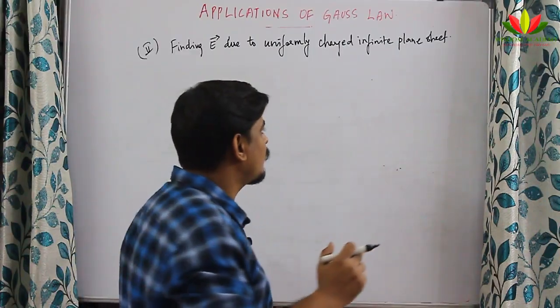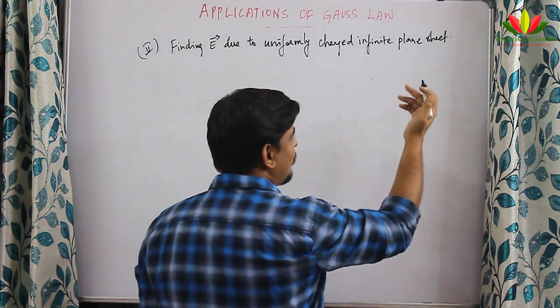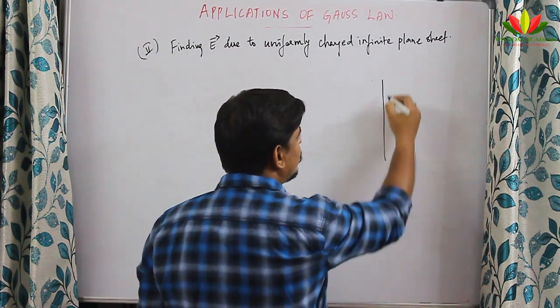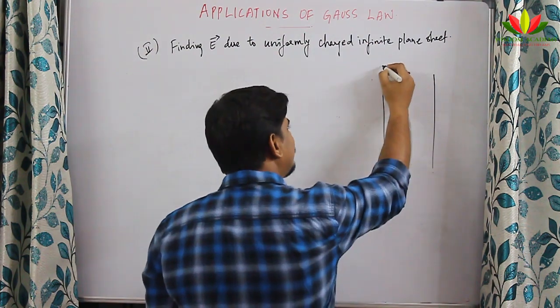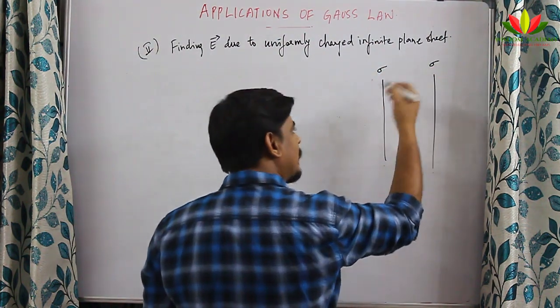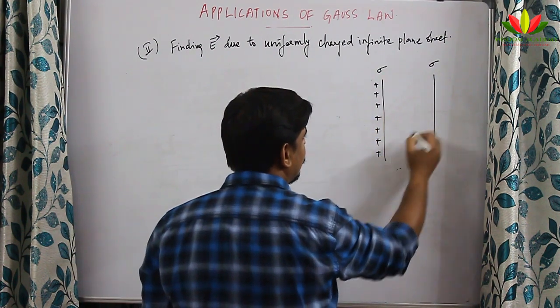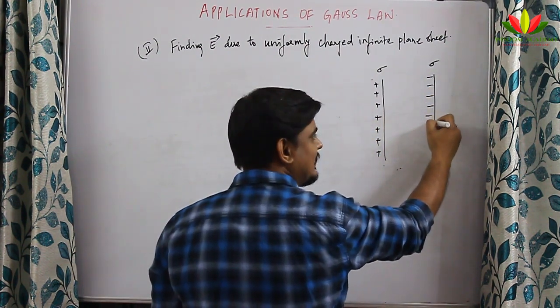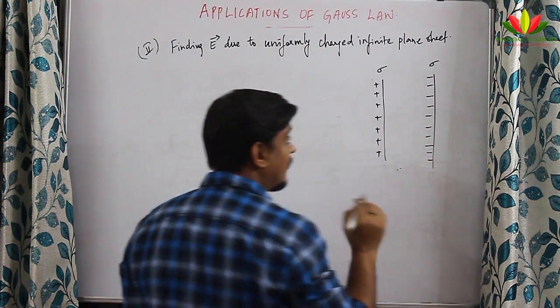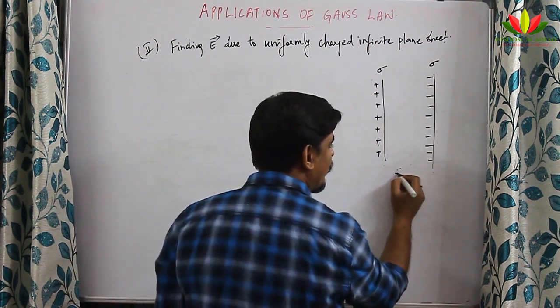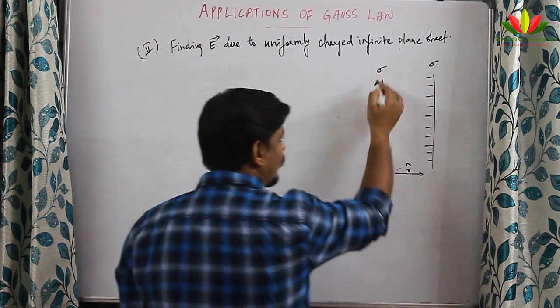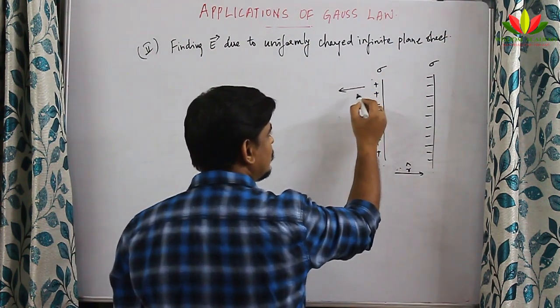Now suppose instead of two positively charged infinite plane sheets, they take one positive and one negative, with the same surface charge density but plus and minus. This is plus and this is minus, but the density is the same. Now see the direction of the electric field. Again I will take left to right as positive. The direction of the electric field will be outwards for this. Am I right?